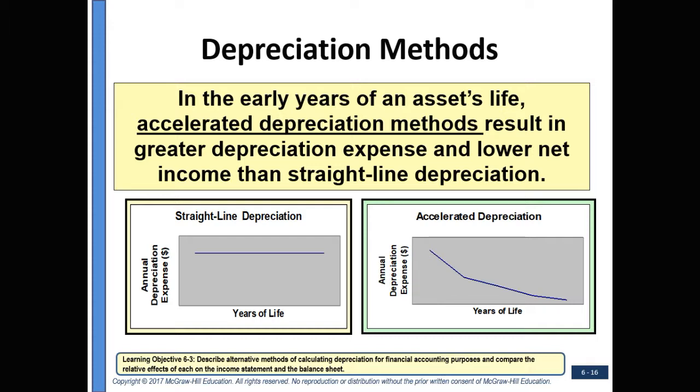Next, we're going to talk about some depreciation methods. There are a few of them that you have already been exposed to. So cost allocation can be done in a number of ways. Management may decide to use what's called an accelerated depreciation method rather than the straight line method for financial accounting records. In the early years of an asset's life, accelerated depreciation methods result in a greater depreciation expense and a lower net income than straight line depreciation.